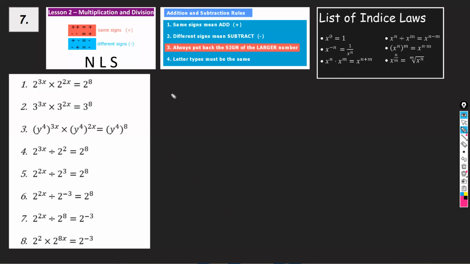So number 6, let me write it back here. 2 to the power 2x divided by 2 to the power minus 3 is equal to 2 to the power positive 8. Now, we know by now we can't cancel out all the big 2's because it's not 1 for 1 on each side. So we're going to have to find a way to squish these 2 together. And of course, we're going back to this rule over here. Divide means you have to do what with the powers? Minus the powers, okay?